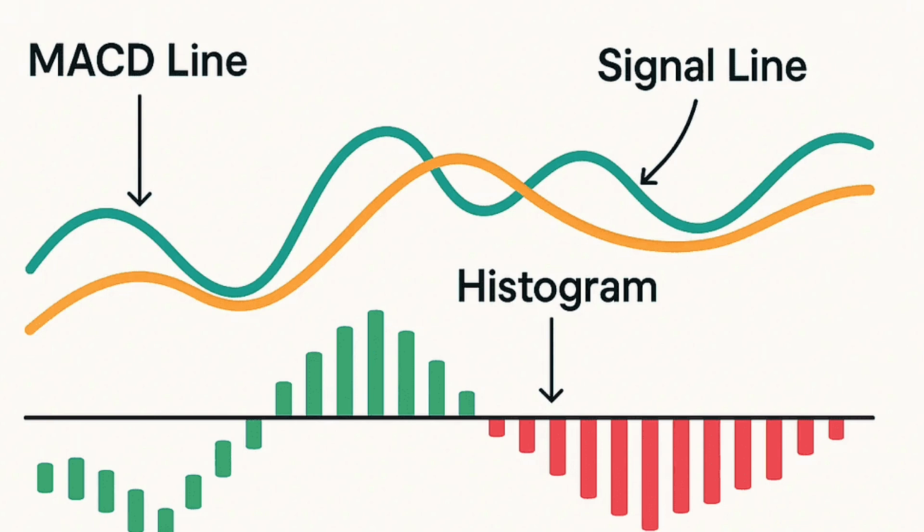Divergence. Divergence refers to a difference between the direction of the price and the MACD indicator. Positive divergence occurs when the price action forms lower lows, while the MACD line forms higher lows, suggesting a possible trend reversal. Negative divergence occurs when the price action forms higher highs, while the MACD line forms lower highs, indicating a potential trend reversal.